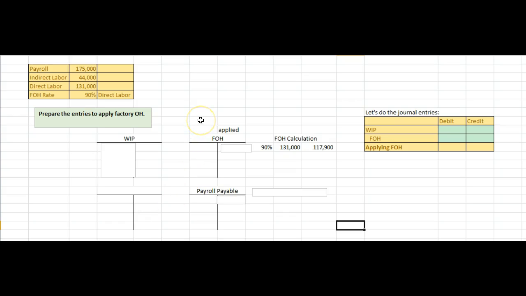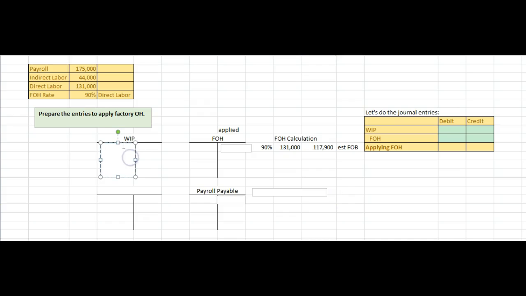And here we're doing payroll entries to apply factory overhead. In this case, we've got a payroll of 175. I have indirect labor of 144. I have direct labor of 131. And it's saying the factory overhead is 90% of that $131,000. So what I do is take that $131,000, multiply it times 90%, and come up with 117,000 estimated factory overhead, or we call it applied overhead.